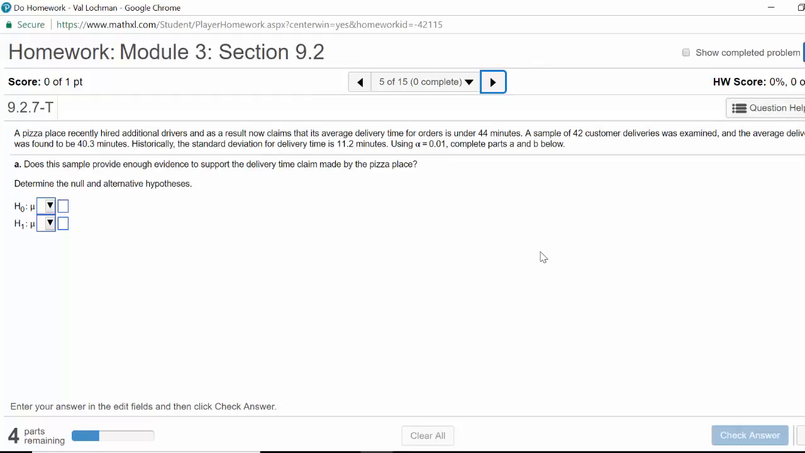We have a pizza place that recently hired additional drivers, and now they believe that the average time for orders is under 44 minutes. They give us a sample of 42 customers that gave the time for deliveries, and they found that the average time was 40.3 minutes. Okay, they also tell us that the standard deviation is 11.2 minutes. We want to complete all of these parts right here.